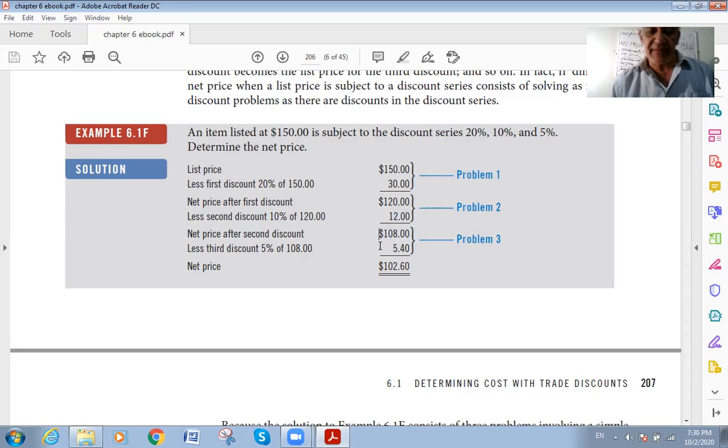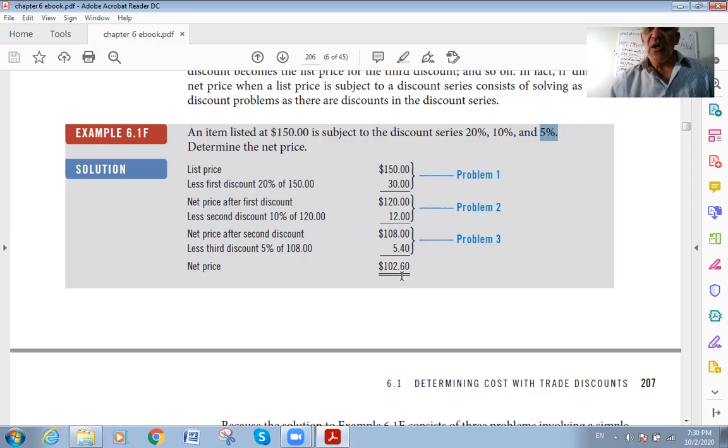$108. That's fine. So this is the net price of stage 2. It will be the list price of stage 3. Now in stage 3, the 108, which resulted from stage 2, I will multiply by 5%, because the third discount is 5%.